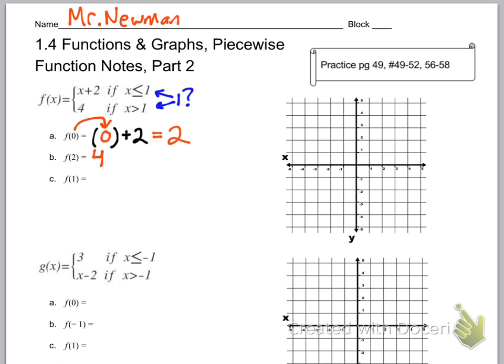All right, the last one is the input of 1 here. And what we're going to do is say, is 1 less than or equal to 1, or is it greater than 1? And because of the or equal to, it is less than or equal to 1. So we're going to use the function x plus 2. So we plug in 1 into x plus 2. So it's 1 plus 2, which is 3.